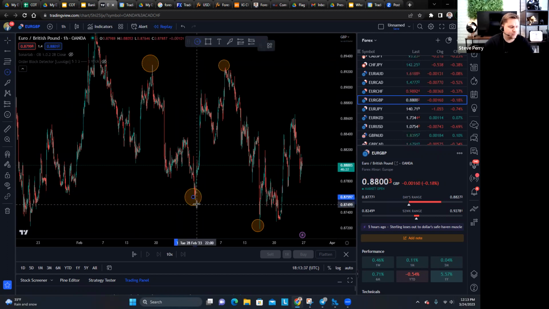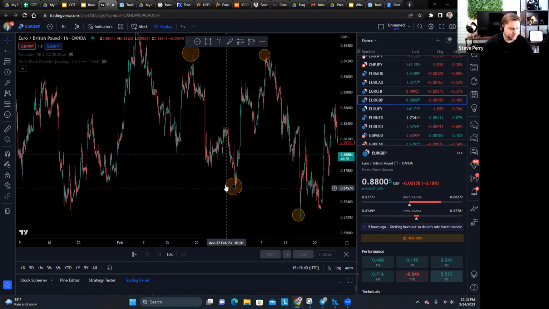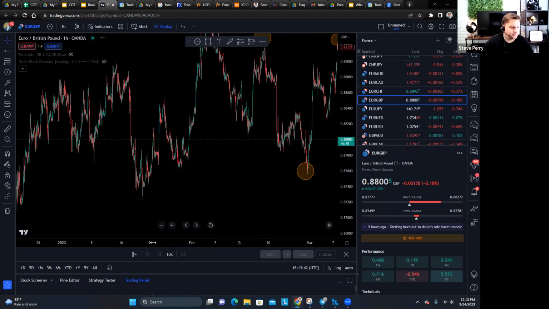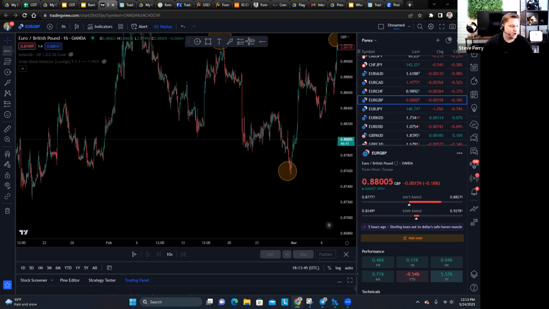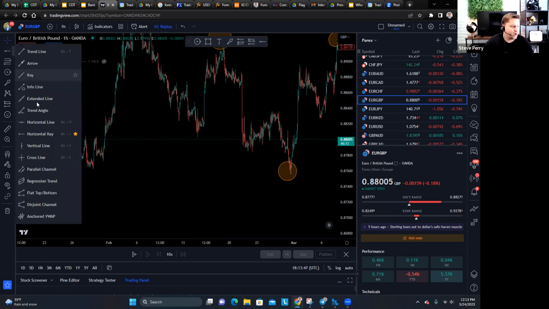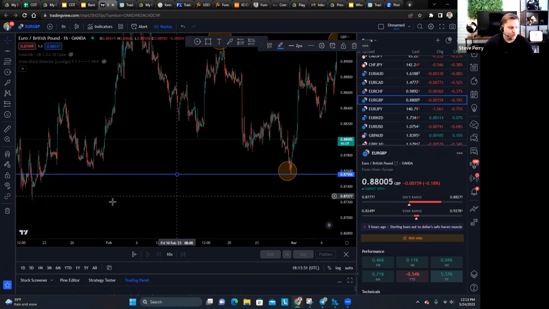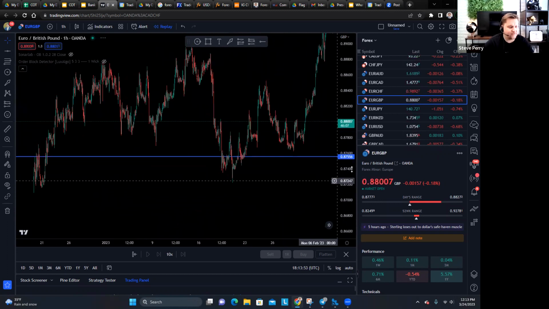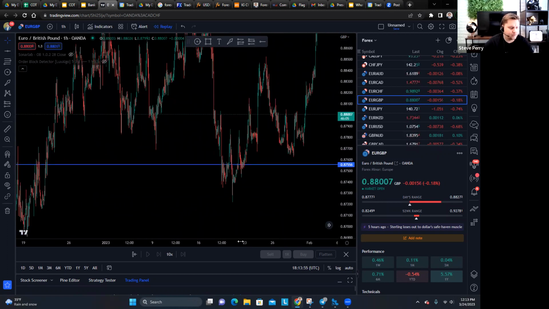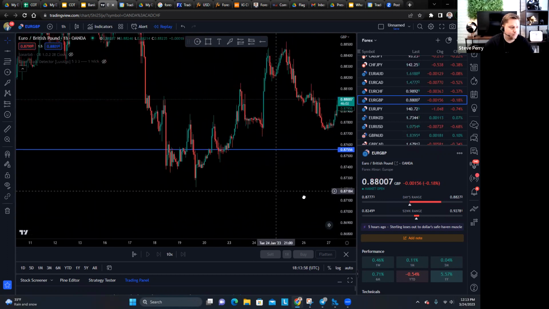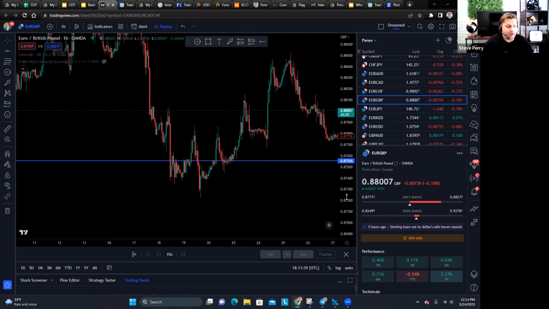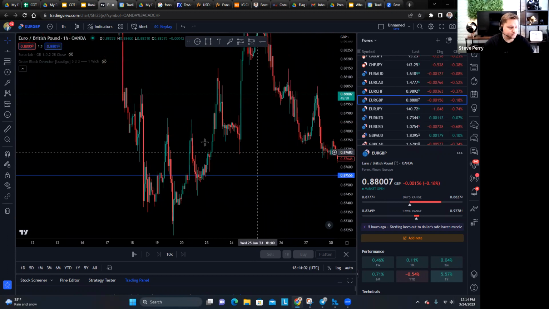Okay, let's break this one down. Actually, let's break this one down right here. Let's first draw a line. So let's grab a horizontal line, excuse me, right there at that low. Now go back to the left side of the chart and find out why the market stopped right there, right? Okay, it all makes sense to me.